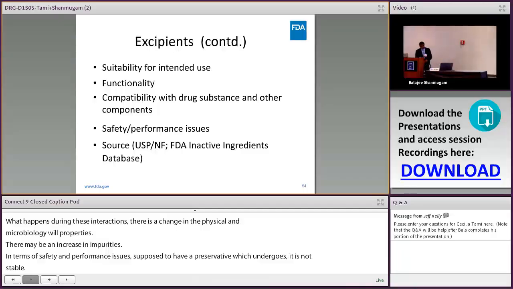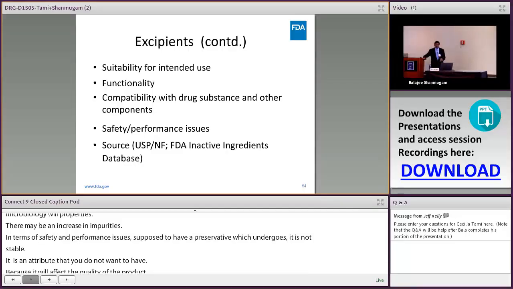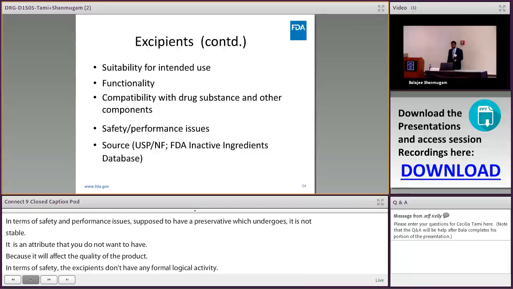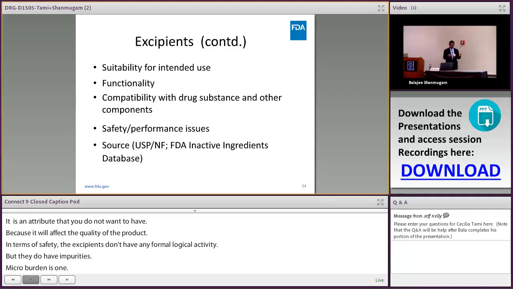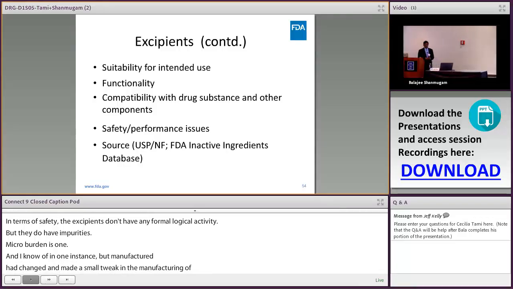the excipients don't have any pharmacological activity, but they're not inert. They do have impurities. Microbial burden is one. I can think of residual solvents. And I know of at least one instance in an Indian application where the manufacturer of the excipient had made a small tweak to the manufacturing of the excipient, which the NDA applicant wasn't aware of, but it significantly impacted the quality of the product. So even small changes to an excipient can have a very deleterious effect on the quality of the product.